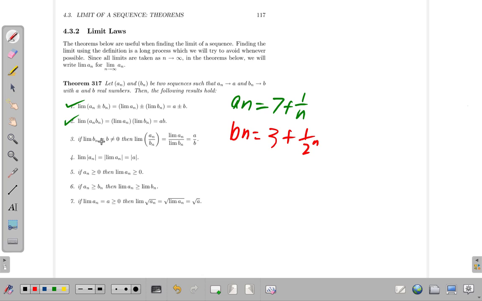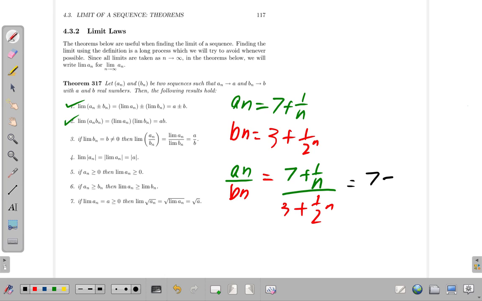Now, when we divide an by bn, what we have is an divided by bn equals 7 plus 1 over n divided by bn, which is 3 plus 1 over 2 to the n. What is the limit as n tends to infinity?